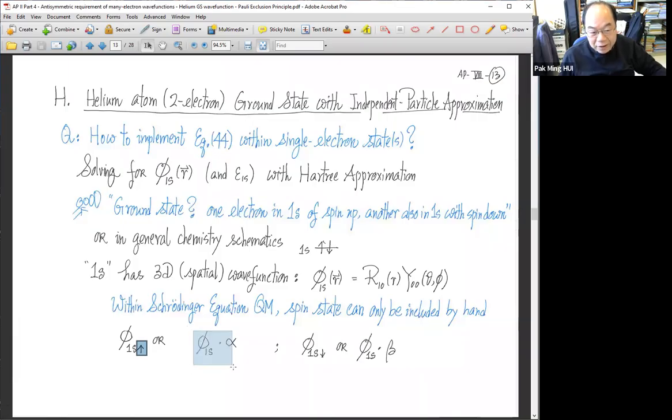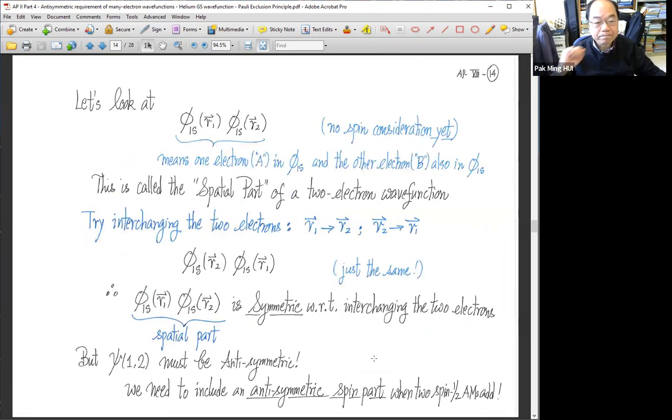Or in the chemistry context, it is often written as phi_1s, and then the spin wave function is alpha, that is the column (1, 0) in the matrix representation. 1s down is this thing, or 1s beta. So there are more than 3 quantum numbers when we include spin, that's the point.